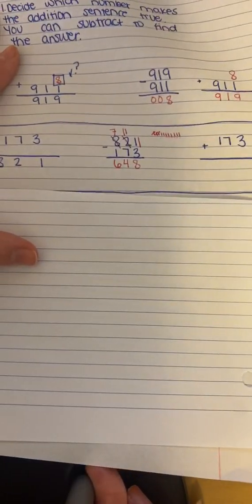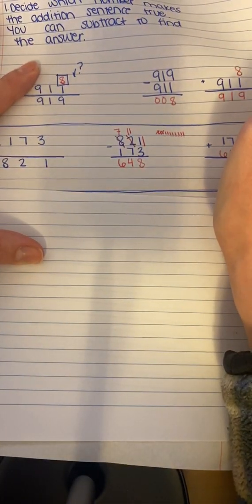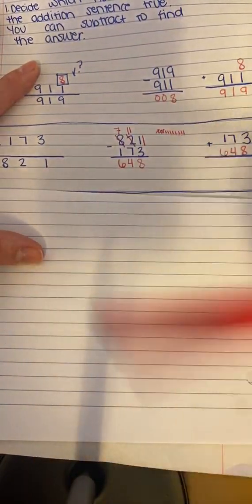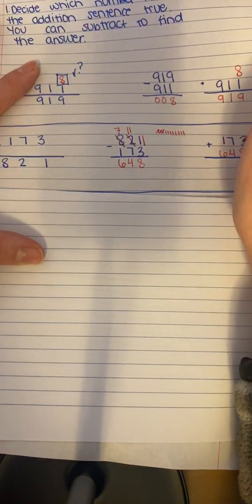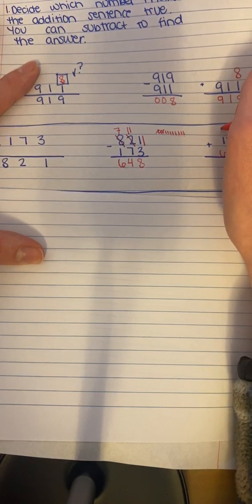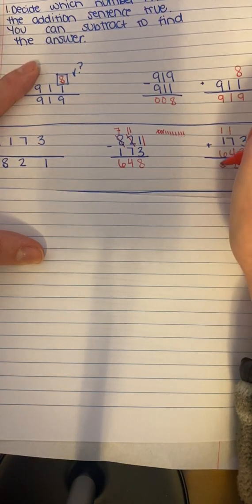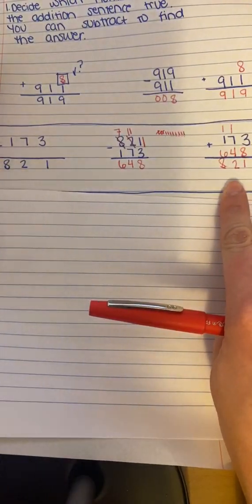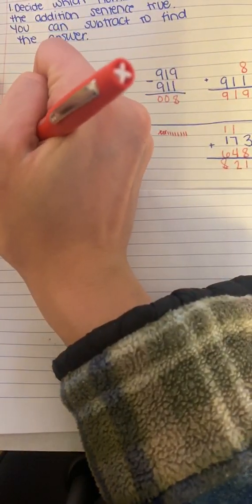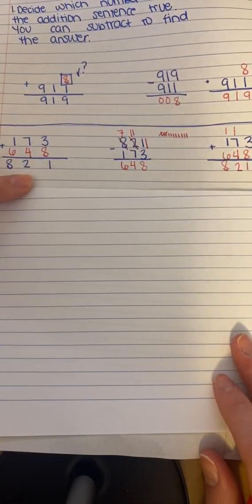So now I'm going to check and see if I get that answer. So I'm going to match up here 173 plus 648. Let's see if we get the same answer. 8, 9, 10, 11. So my 1 here and my 1 also goes in my tens place. 7, 8, 9, 10, 11, 12. So 1 here and 2 here. 6, 7, 8. So do our answers match? Yeah, so the number we're missing is 648. This number makes our statement true.